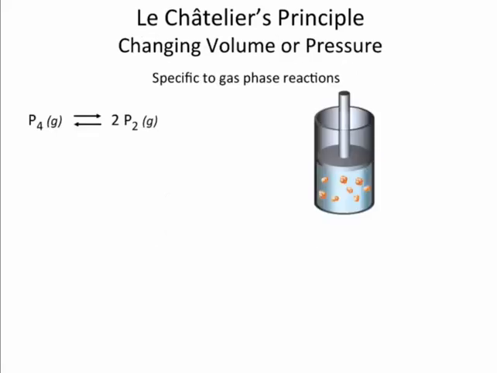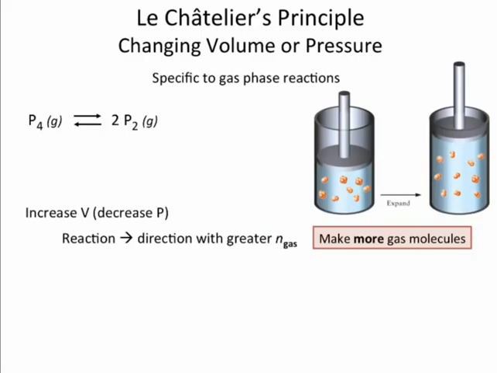All right, stuff also happens when you change the volume or the pressure, and this is specific to gas phase reactions. This is the example we'll use. Say you have some simple system that goes between something in P4 and something in P2, in this case phosphorus. If you increase the volume, which is the same thing as decreasing pressure because the ideal gas law says so, effectively you decrease the pressure, so the system is going to shift the equilibrium to try to make more gas molecules.